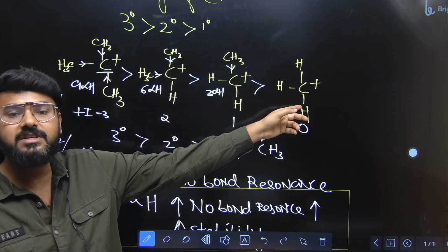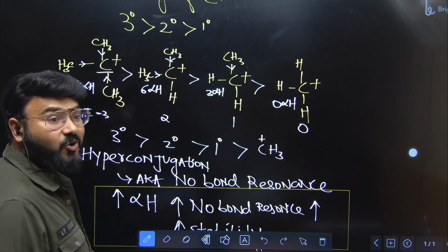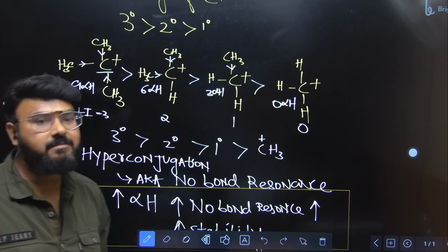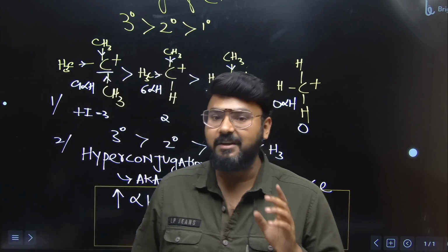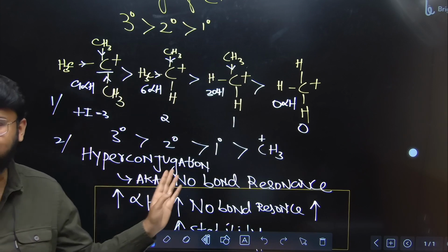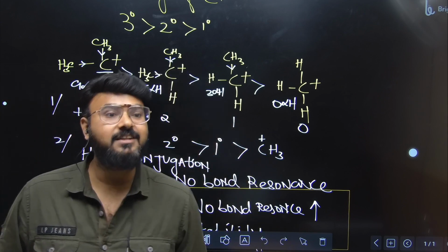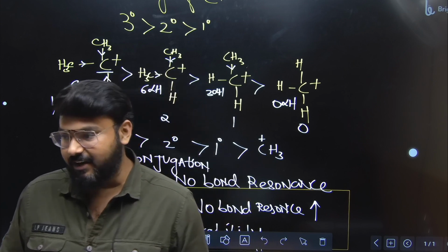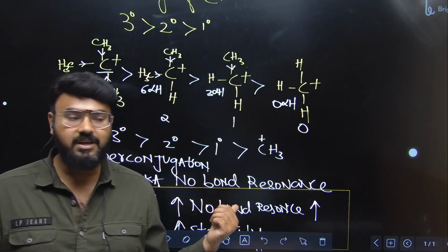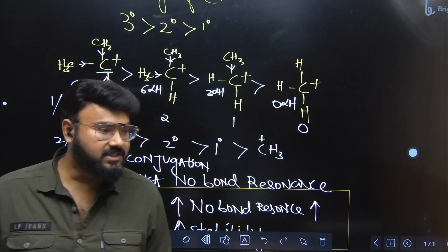So how many alpha hydrogens are there? There is no alpha carbon, so zero alpha hydrogens. So this reasoning also supports: who has the highest alpha hydrogens? 3 degree carbocation. It means that by plus I or by hyperconjugation, your answer is 3 degree is the most stable carbocation. Same order is followed in free radicals also. Free radicals also have one less electron, right? They are odd electron species. Same rule is there. 3 degree free radical is the most stable, then 2 degree, then 1 degree, and then the methyl. I hope it's clear to everyone.